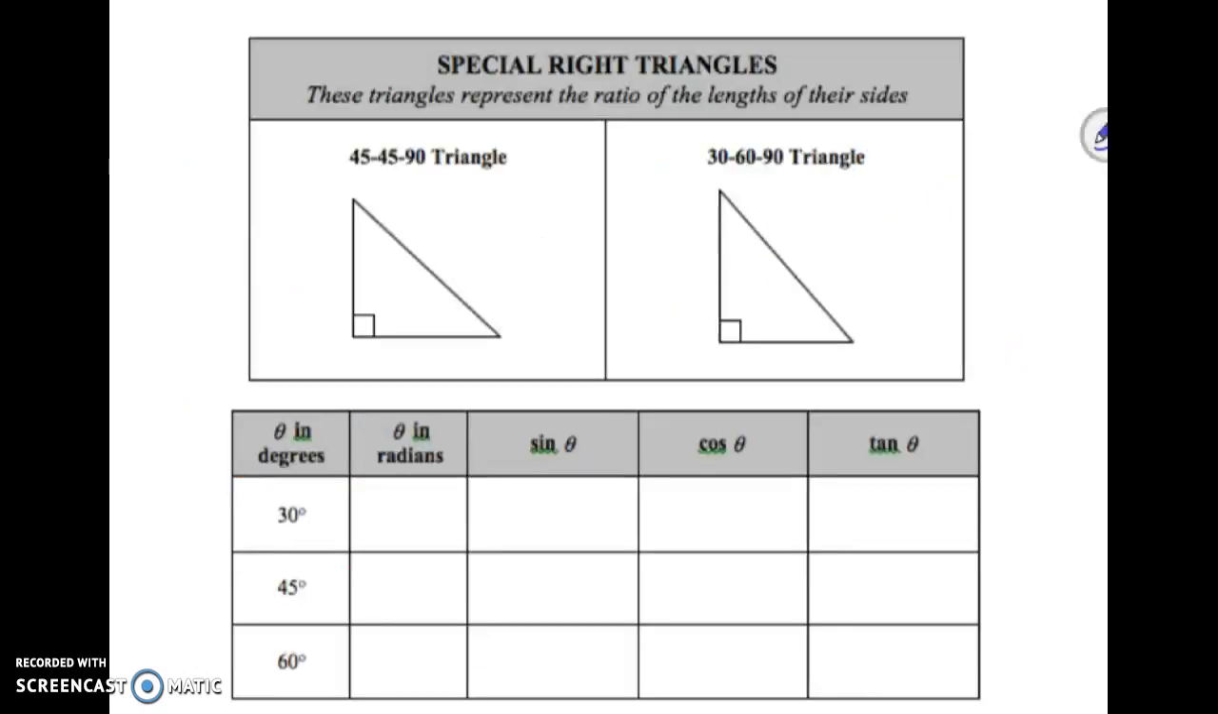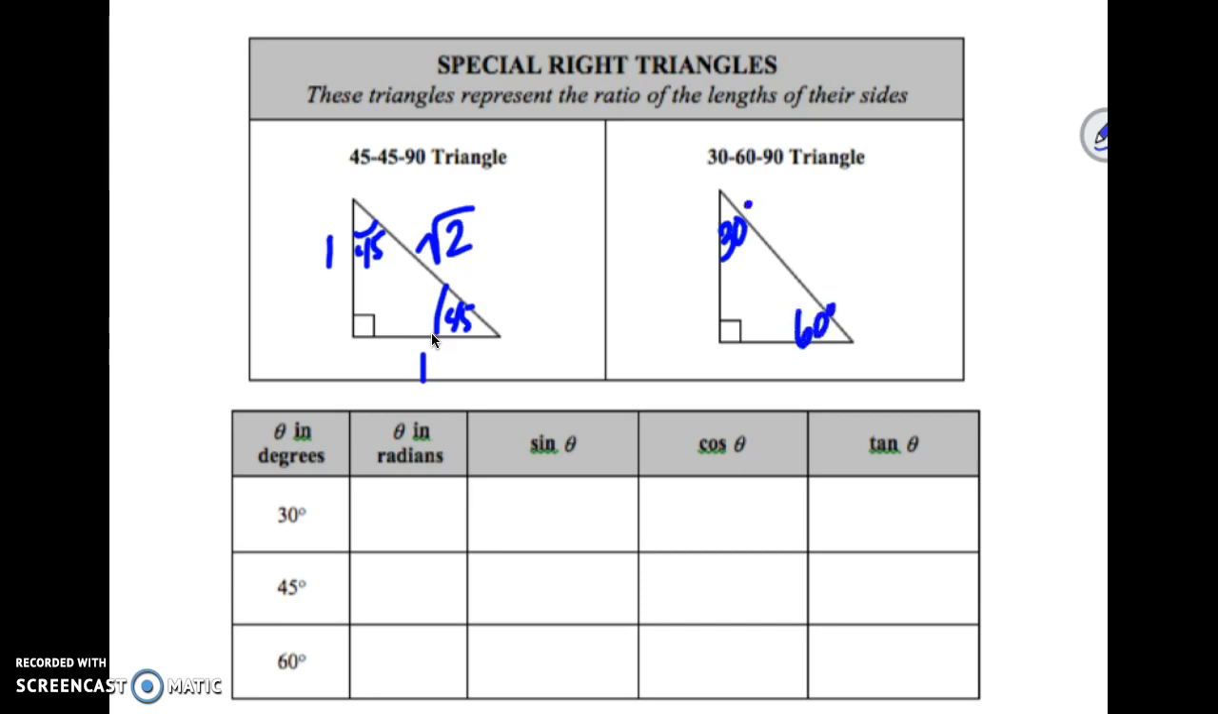Next, we are going to review special right triangles. These triangles represent the ratio of the lengths of their sides. So 45, 45, 90. We have a 90-degree angle. We know that both of the other angles would be 45 degrees. If our adjacent and our opposite side are both equal to 1, then the hypotenuse is equal to the square root of 2. And the 30, 60, 90.